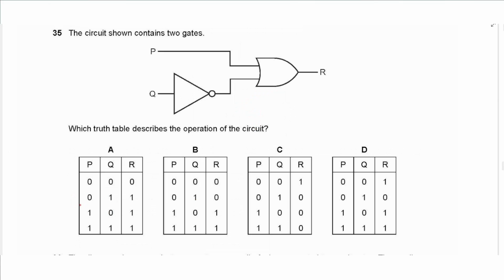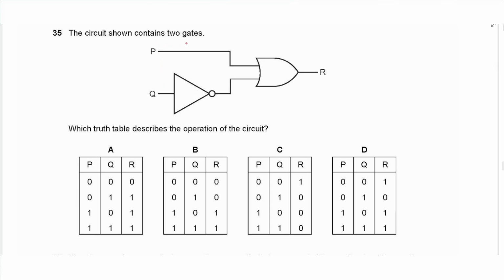Question 35 is about logic gates, so you can skip this question for the new syllabus. It says the circuit shown contains 2 gates. Which truth table describes the operation of the circuit? So we can use the gates to know the output of each point.